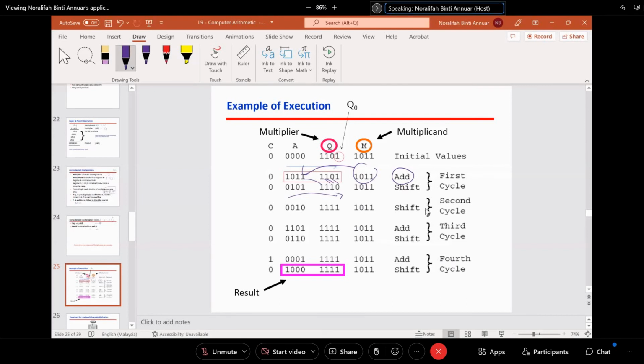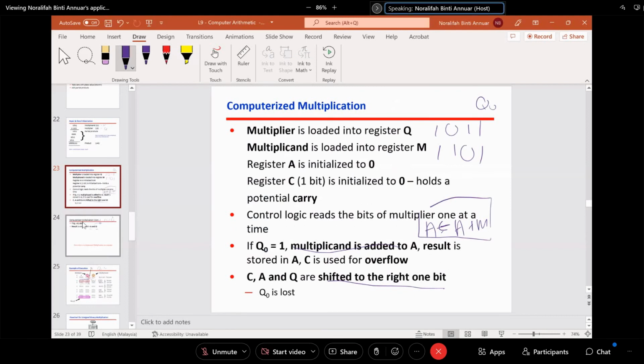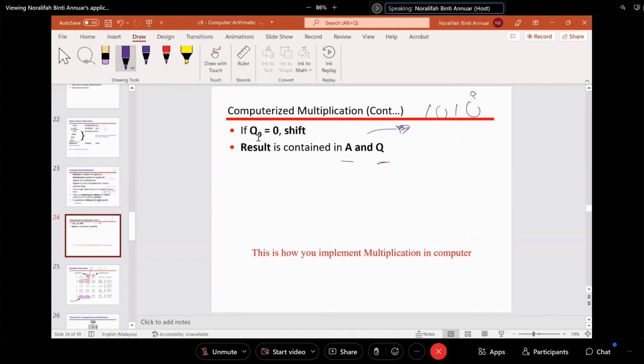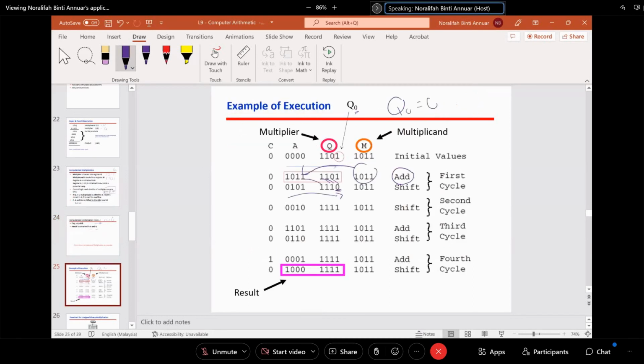You look back at the position of Q0. It says if Q0 equals 1, you do the adding. But if the current Q position 0 is 0, what do we need to do? You refer back to the notes. If the binary in Q position 0 is 0, you only shift to the right. So there is no adding.